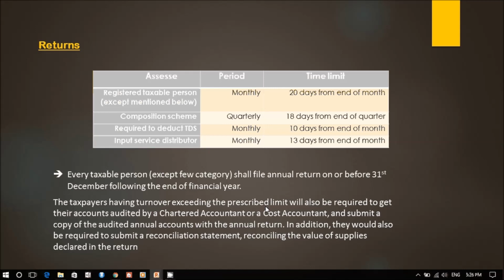to the department. In addition, they would also be required to submit a reconciliation statement reconciling the values of the supplies declared in the return. It's a reconciliation between the value of the supplies declared in the return as well as what shows in the books of account.